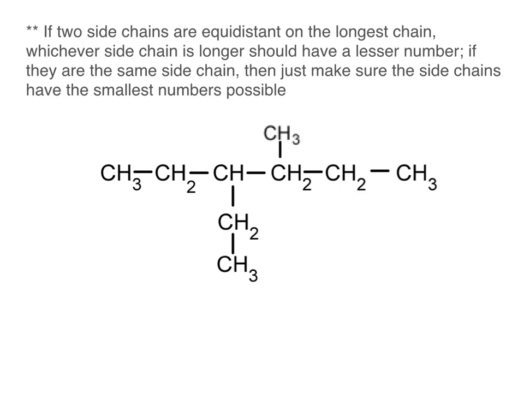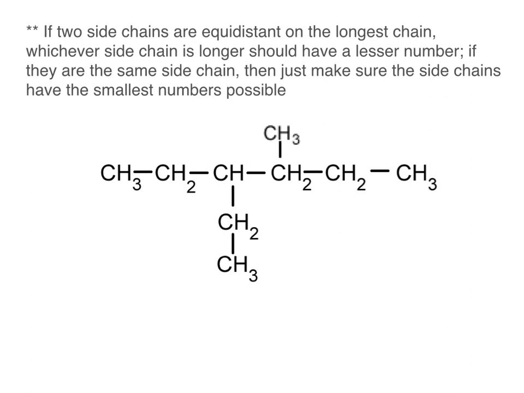The last example that we're actually going to be doing also brings up another important little quirk of naming things in organic chemistry. So as you can see, I have a big carbon chain here, and I need to figure out what I'm going to do with my numbering, and that's the first step. So what if 2 side chains are equidistant on the longest chain?